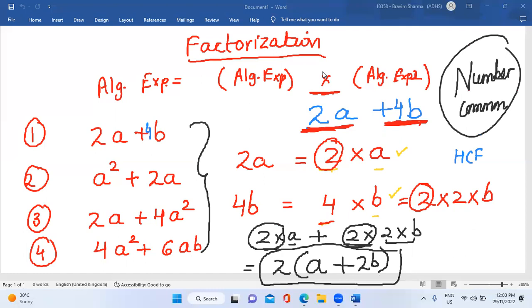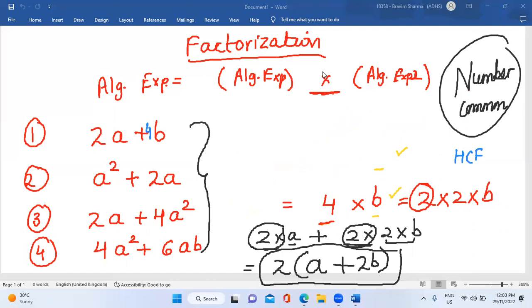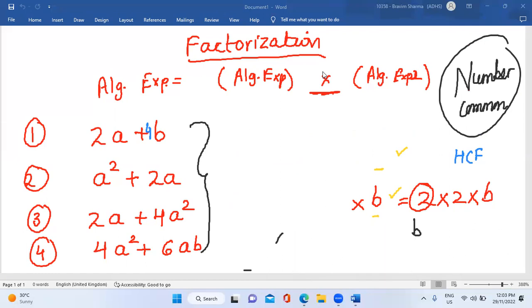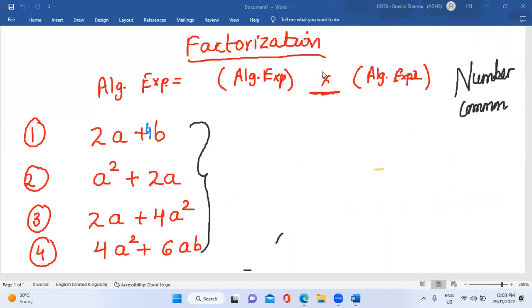Okay. Now comes the second question, where the question is a squared plus 2a. Now again, the first step of solving these factorization questions is to write the question as it is. Then look for how many terms there are. As I can see, there are two terms. The first term is a squared. Write it in expanded form.